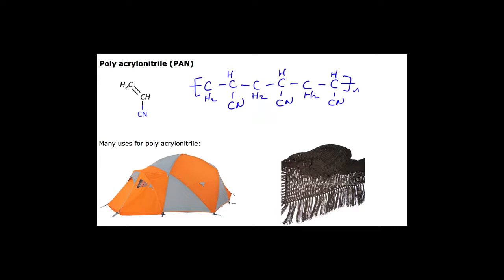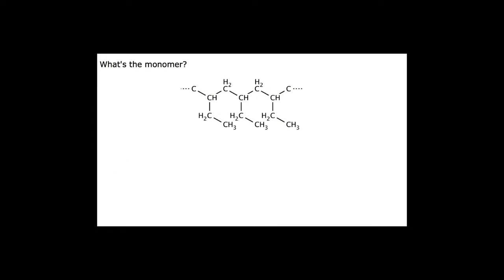So all these examples are polymers that originate from an alkene. So you break that double bond, and you can add these small molecular mass molecules together to form long chains. Now, one thing you want to be able to do is identify the monomer. So here's an example. What's the monomer here?